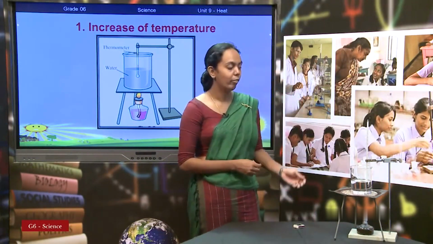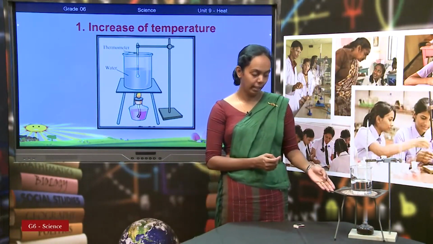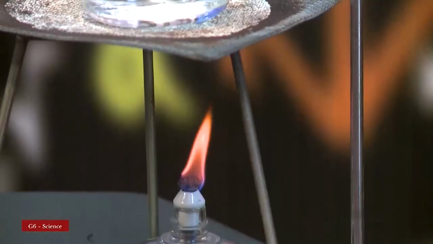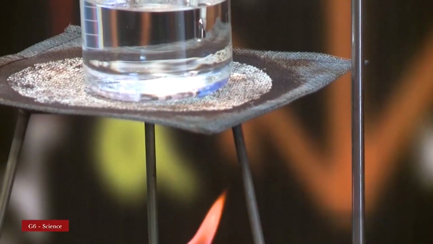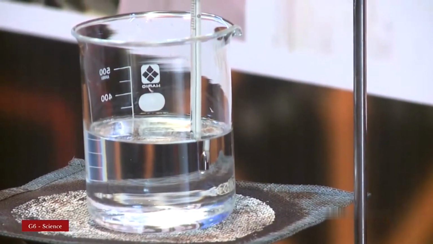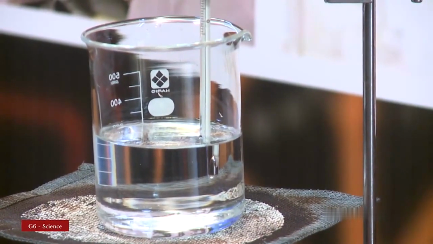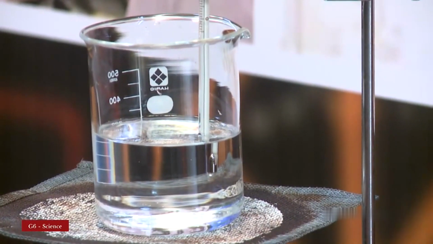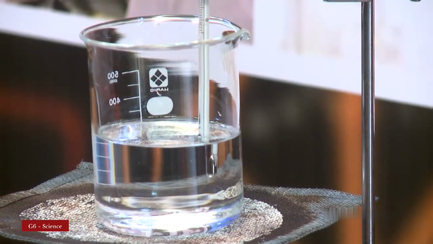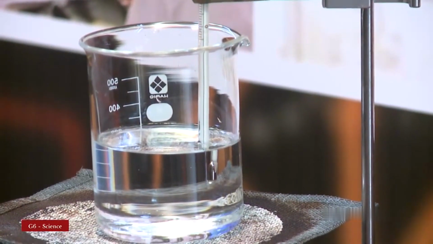Now we will see what happens to the temperature of the water when we are supplying heat by using a spirit lamp. When we are supplying the heat, now you can see the temperature of the water increases. Now we will see why this temperature increases. When we are supplying the heat, the water absorbs the heat from the flame of the spirit lamp. Due to this heat, the temperature of the water increases.